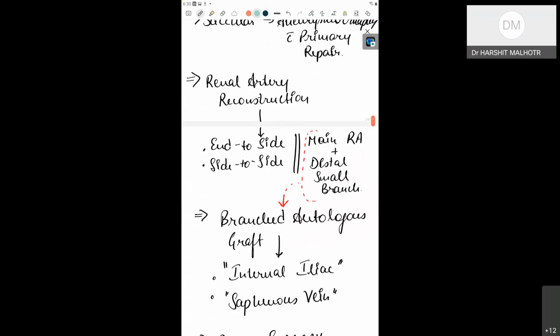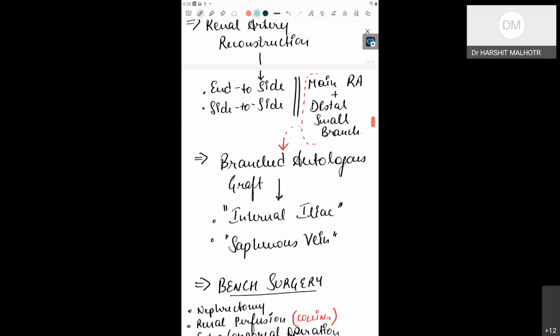Because of the distal branches being involved, we require branched autologous grafts for reconstructions. And the commonly used one is the internal iliac artery, in which there are branches also there. So we can pick up that segment, we can sacrifice one of the internal iliac arteries and use it. Otherwise, a saphenous vein can be used with its tributaries preserved in these cases.